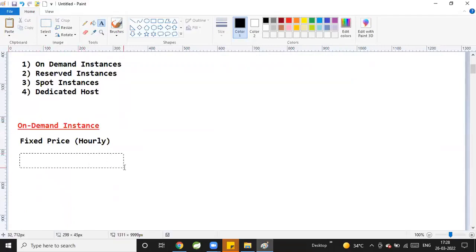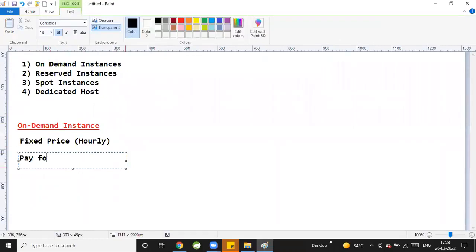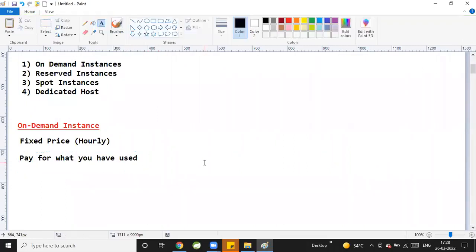And in on-demand instances, you pay for what you have used. If you use it for 10 hours, then you pay only for the 10 hours. They are not going to charge extra for that.